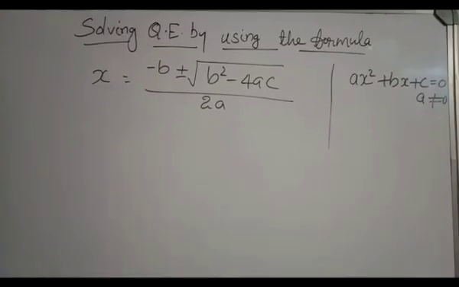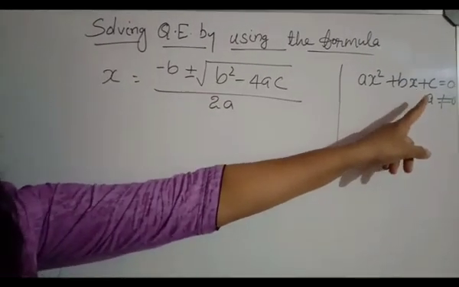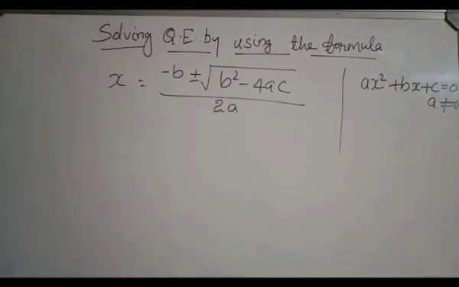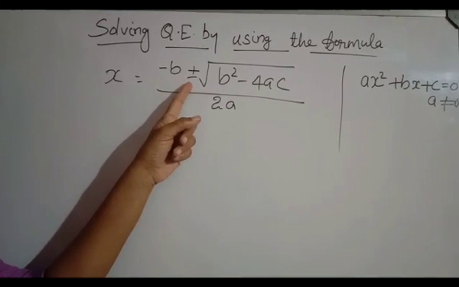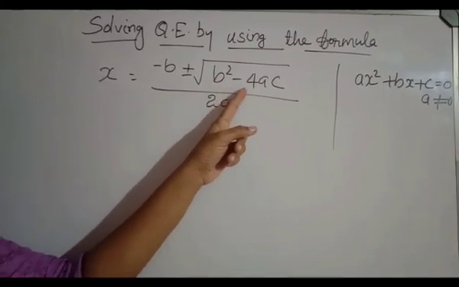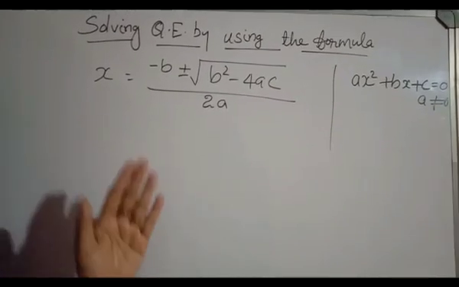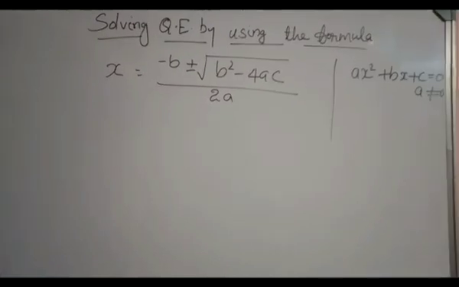Welcome back. Our today's topic is solving quadratic equations using the formula. The roots of the quadratic equation ax square plus bx plus c is equal to 0 can be obtained by using the formula x is equal to minus b plus or minus root of b square minus 4ac, whole divided by 2a. So whenever you solve a quadratic equation, you have to remember four steps.